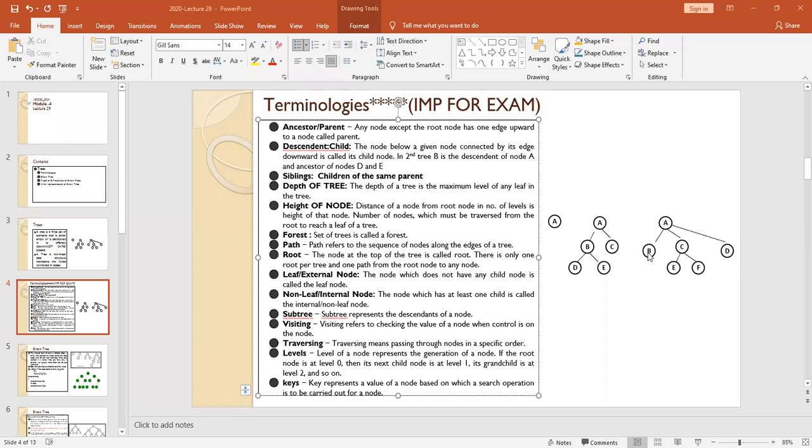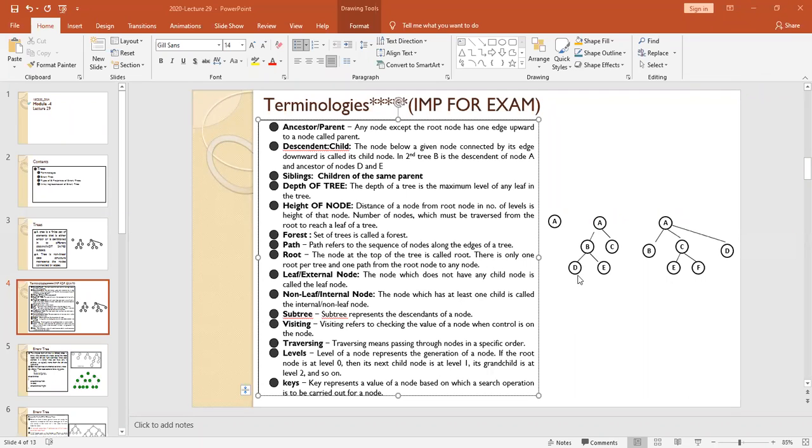So keep in your mind which doesn't have the child. So B is not having a child. B, E, F, D, so these are the child nodes. Okay. So now you come for the next one, non-leaf or internal node. Internal means a node which has at least one child is called an internal or non-leaf node.